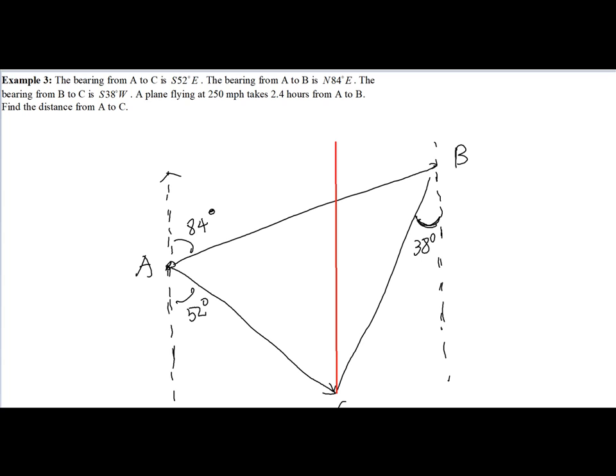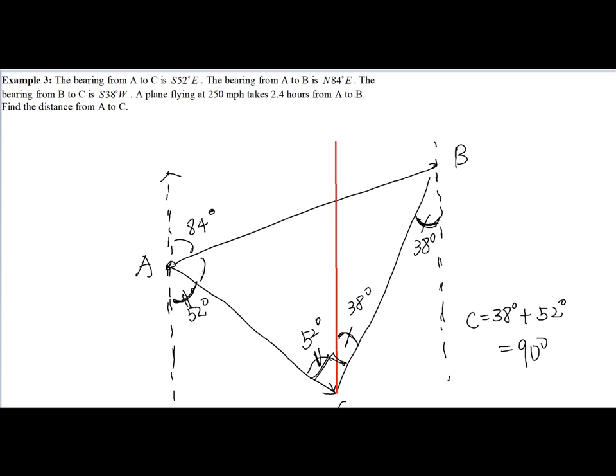So that means this angle measure and this angle measure are alternate interior angles, which is 38 degrees. Now since the red line and the dotted lines are parallel, 52 degrees is equal to this alternate interior angle, and that's 52 degrees. So angle C is 38 degrees plus 52 degrees, which is 90 degrees, which makes C a right angle, 90 degrees.